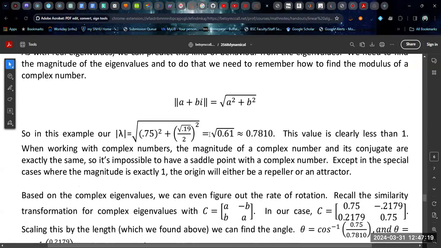So here, if we find the magnitude, we can actually calculate it. We end up with 0.78 approximately. So less than 1. So again, this is spiraling in toward the origin. If this was greater than 1, that would be spiraling away from the origin. And again, if it was exactly equal to 1, then that's when we would get a stable orbit. We would just go around in a circle.